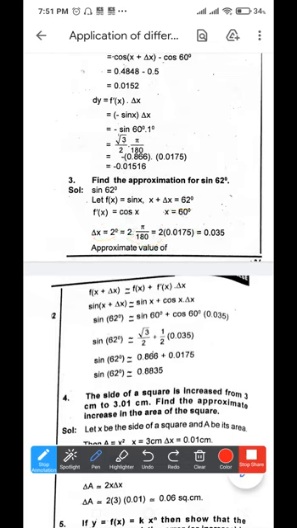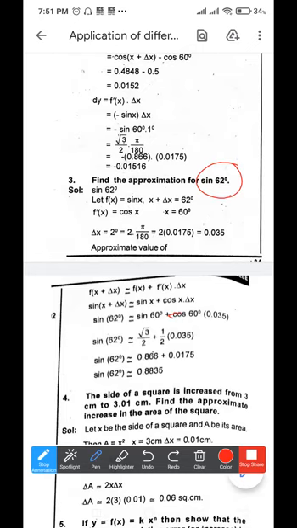After that, we are using the formula to find the approximate value. So what is the formula? F of x plus delta x equal to f of x plus f dash of x into delta x. So what is f of x? Instead of sin x, substitute x plus delta x, which is equal to f of x plus differentiation of sin x is nothing but cos x.